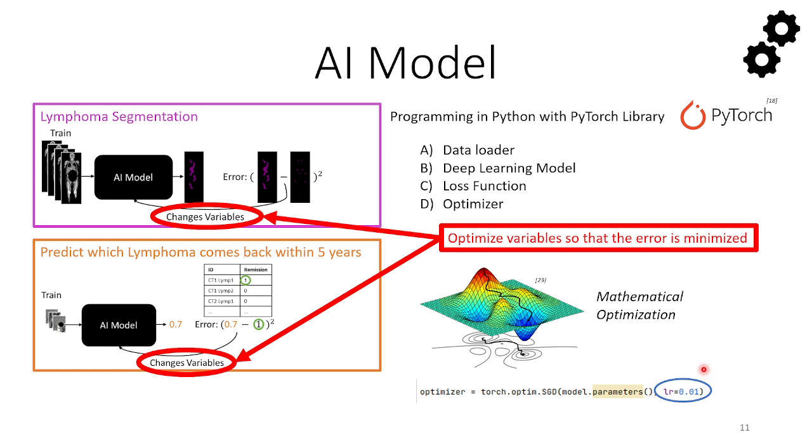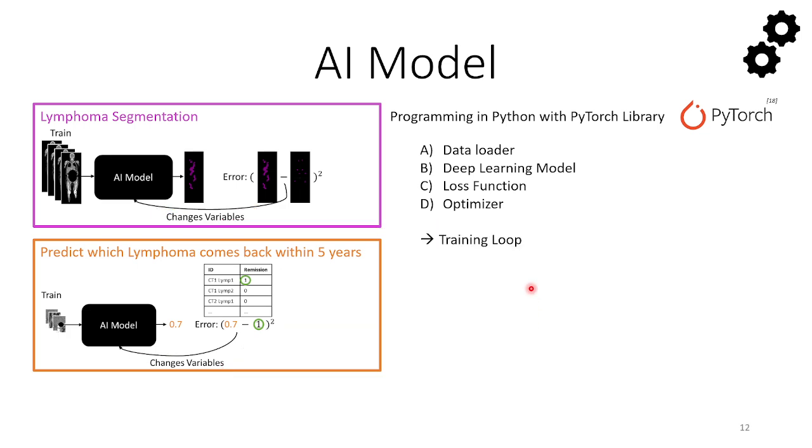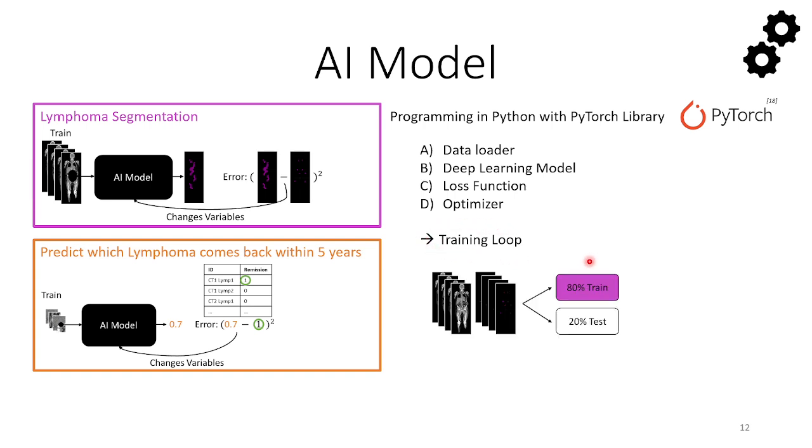There are also some values you can adapt, like the learning rate, how fast you go into this minimum. Okay, then we have all together what we need, and now we can build a training loop. I already told you that in the beginning we split up the data between training and test. We use the training data to train the model, and then on an independent data set, which we did not use for training, we test if the model works in the end.